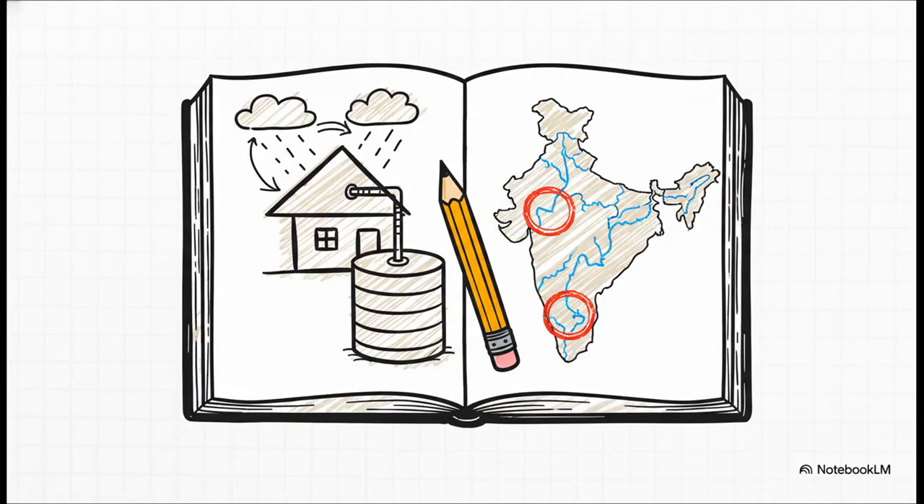Secondly, diagrams and maps. This is very, very important. You must practice drawing the rooftop rainwater harvesting system and labeling all its parts correctly. And for your map work, you should be able to locate the major dams like Bhakranangal, Hirakud, and Sardar Sarovar on a map of India. These are very frequently asked.